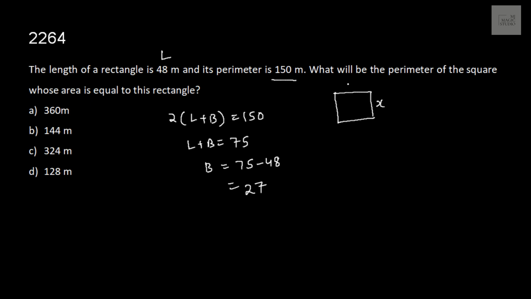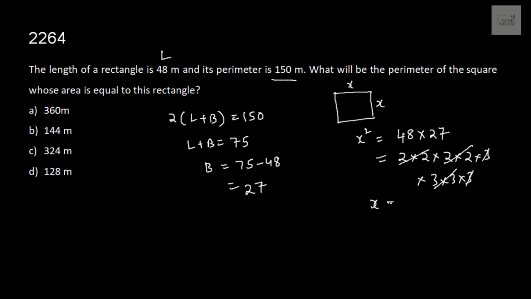So if I take the side as x, then x square is 48 into 27. Okay, 2 into 24, 2 into 12, then 6. And this is 3 into 3 into 3. 3, 3, 9 and 4, that is 36. x is equal to 36. Side of the square is 36. That means perimeter of the square is 36 into 4, that is 144 meters. Yes, that is in option B.